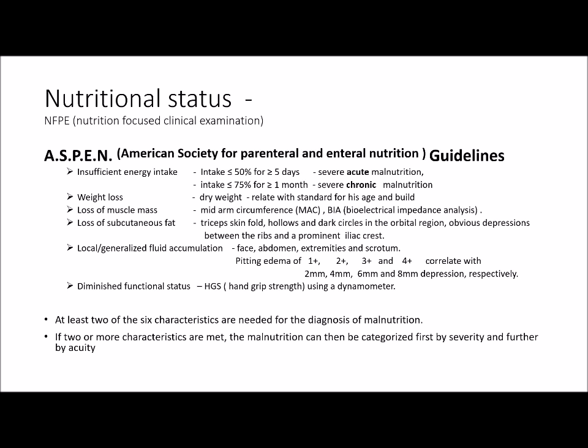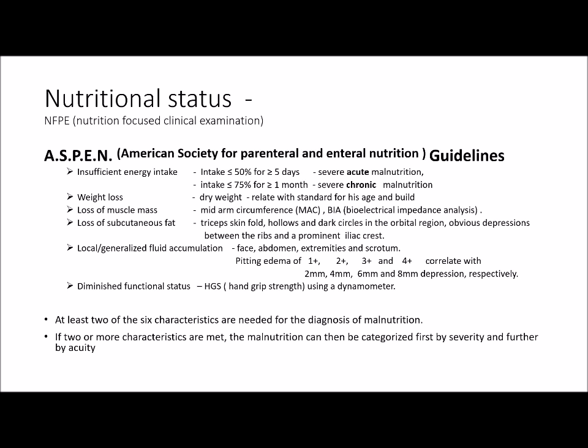Loss of muscle mass. And how do you do that? By just taking a MAC, that's a mid-arm circumference, right? Or a bioelectrical impedance analysis. So MAC or BIA are two very good methods of judging the amount of loss of muscle mass.